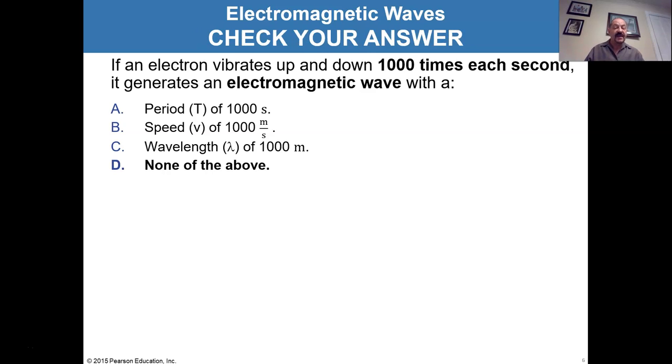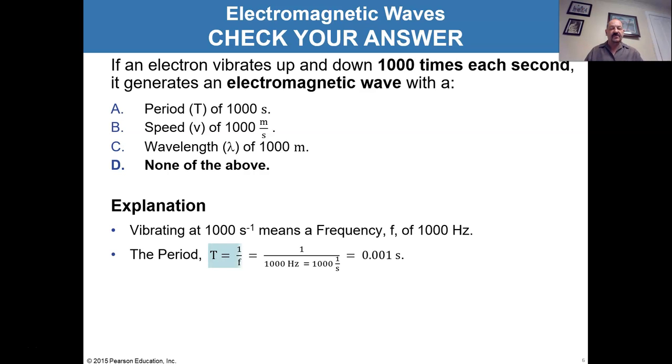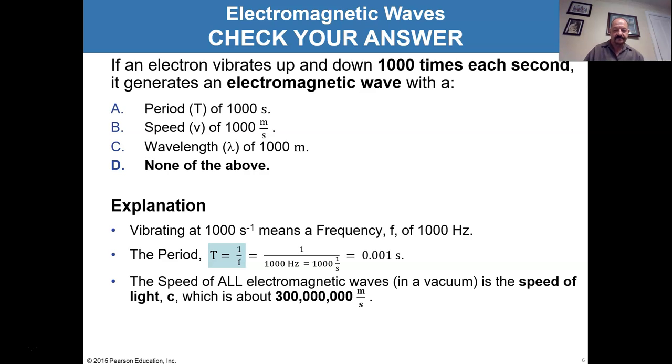Well, we know the speed is 300 million meters per second. We know the frequency is 1,000, so instead of 300 million, we take out 3 zeros, it's 300,000 meters is the wavelength, so 1,000 doesn't match either. So none of these are true. So we know the vibration is 1,000 per second, meaning a frequency of 1,000 hertz. The period is 1 divided by that, 0.001 seconds.